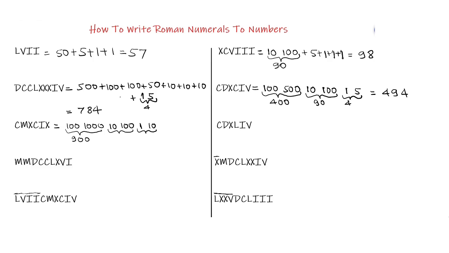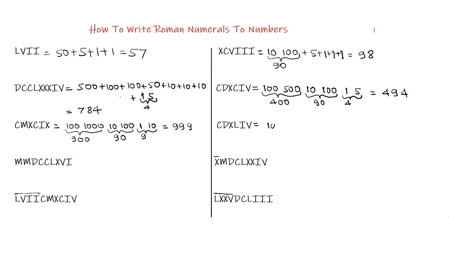XC, X is 10 and C is 100 and 10 is prior to 100. So 10 is to be subtracted from 100. So this becomes 90. I is 1 and X is 10 and 1 is prior to 10. So 1 is to be subtracted from 10. So this becomes 9. So this total is 999. Thus the value of CMXCIX is 999.